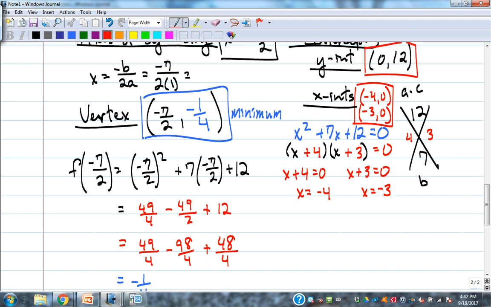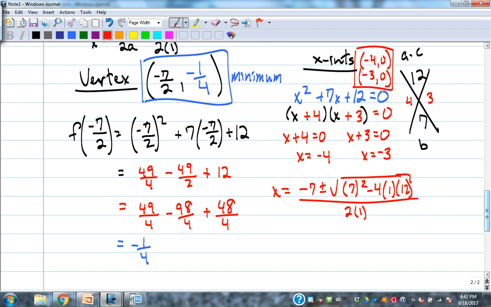If I wanted to do the same problem with the quadratic formula, it works every time. Not every quadratic will factor. So you've got to be able to work on some that factor and then work on some that don't factor. The quadratic formula does that for us. It's x equals -b plus or minus the radical of b squared minus 4ac, so 7 squared minus 4 times 1 times 12, over 2 times a. That's the quadratic formula. This is going to work every time if it's in standard form. If it's not in standard form, you've got to put it in standard form.